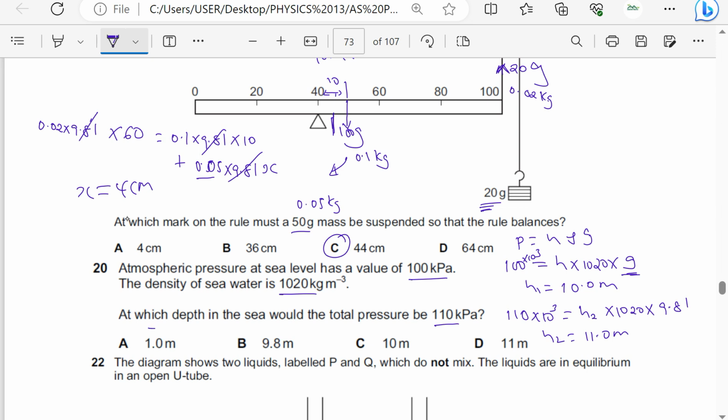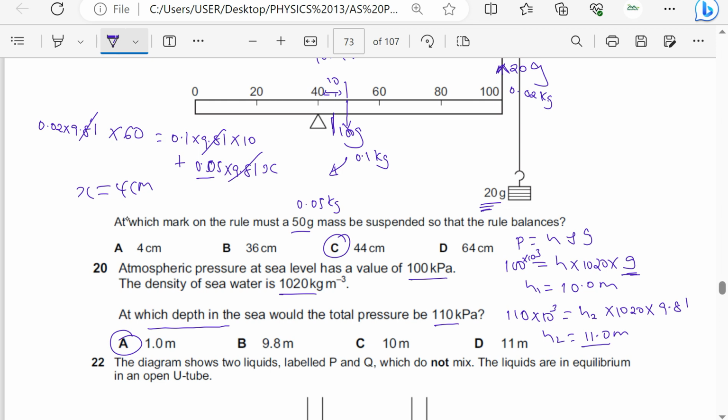So at which depth in the sea would the total pressure be 110? The depth here is going to be the difference between these two values. So this is going to be 11 minus 10, which is 1.0. So the answer is going to be A.